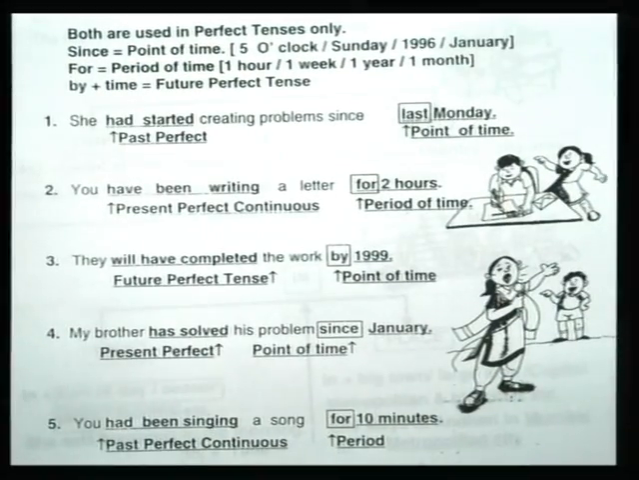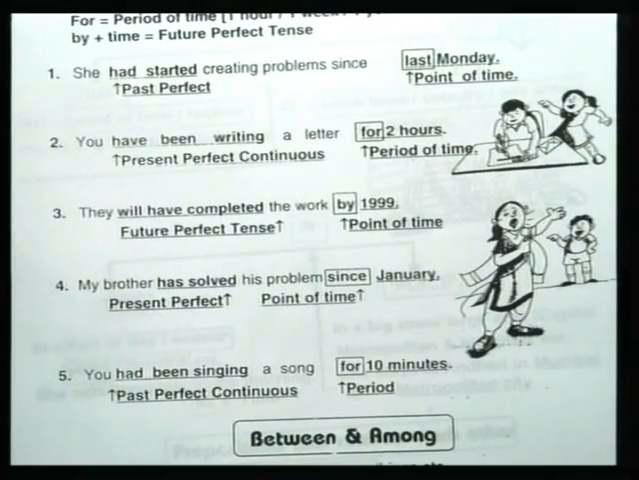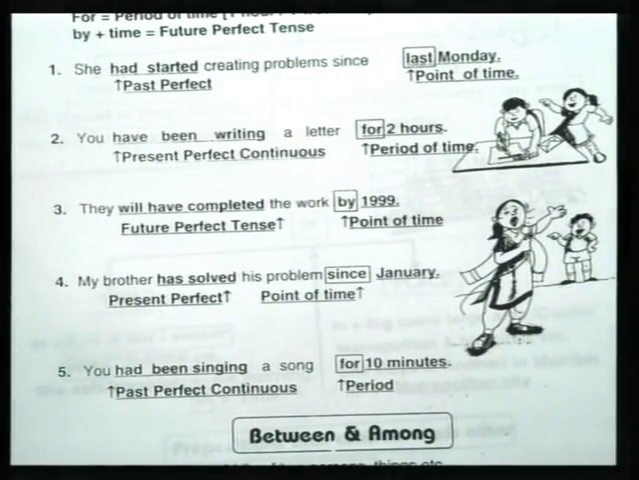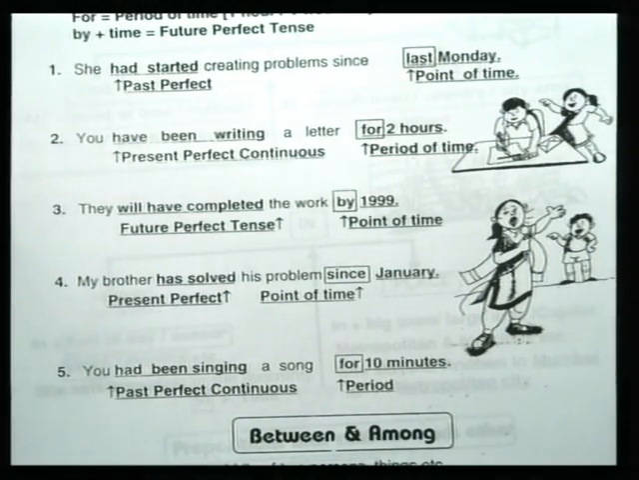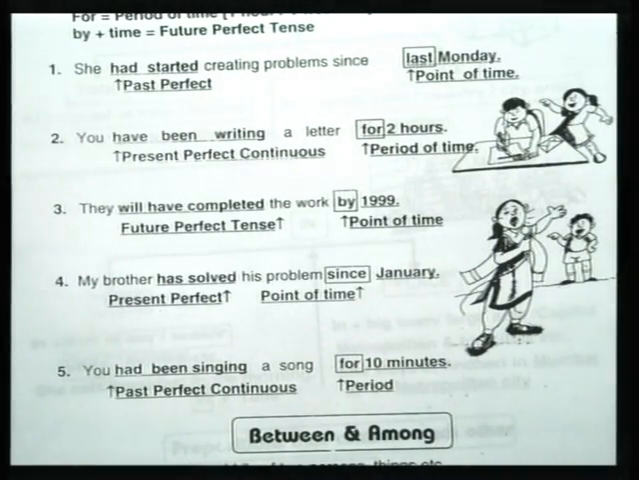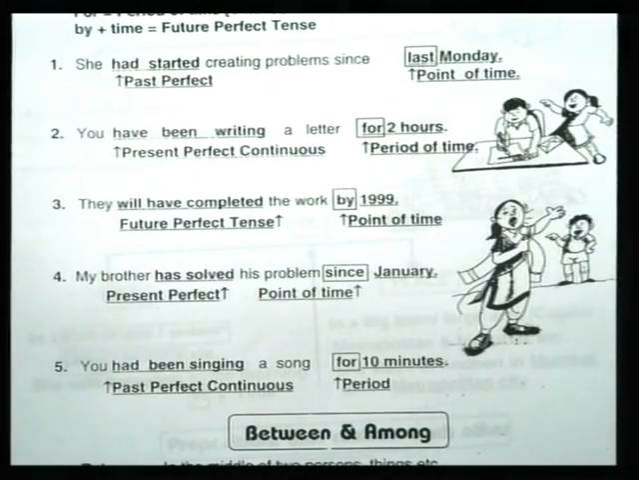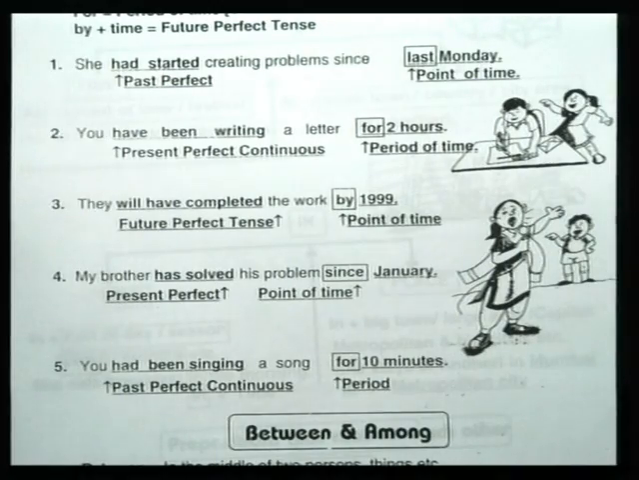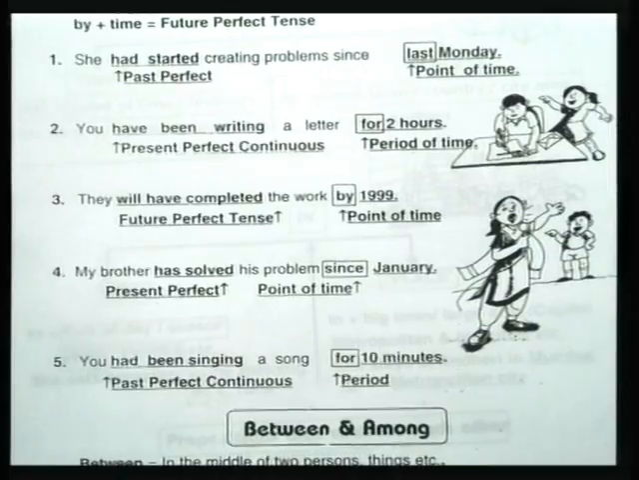Now again I'll give you the example for since. My brother has solved his problems since January. Next, you have been singing a song for 10 minutes. That shows you the perfect period of time. I hope you all have understood the difference between since and for. Though they look simple, they are very complicated when you write them.